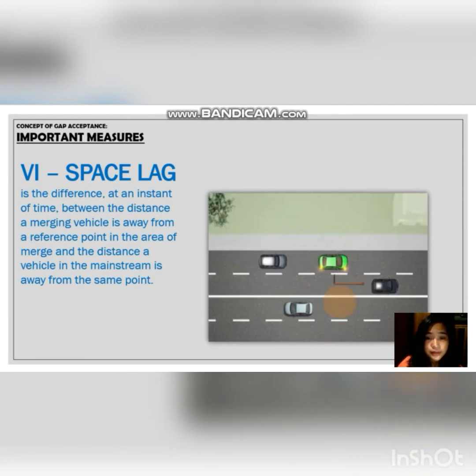Next is the space lag. It is the difference at an instant of time between the distance a merging vehicle is away from a reference point in the area of merge and the distance a vehicle in the mainstream is away from the same point.